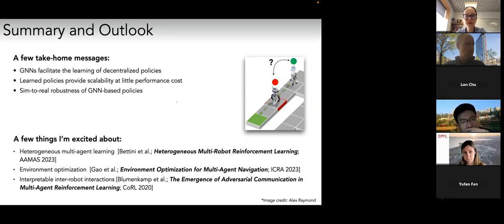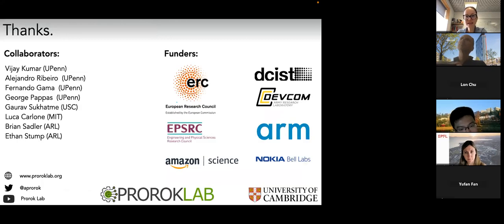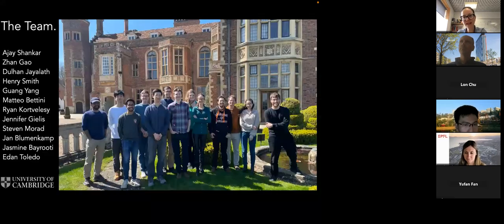A few things that I'm excited about with some upcoming and very new work is what we do when agents are heterogeneous. How can we think about further optimizing the environment to facilitate effective coordination? And finally, how do we guarantee interpretability and guarantees over these systems as we learn interaction schemes in data-driven manners amongst agents? So with that, I would like to thank my collaborators, of which there are quite a few, also my funders, and finally, a great thanks to my team who have executed and performed all of the work that I have demonstrated to you today. And with that, I'd be more than happy to take any questions.